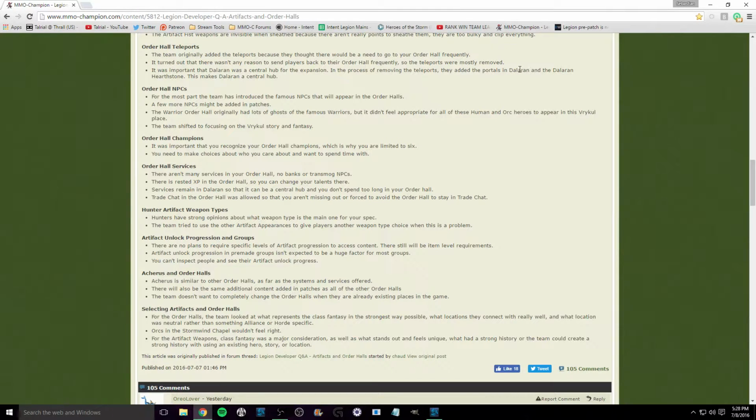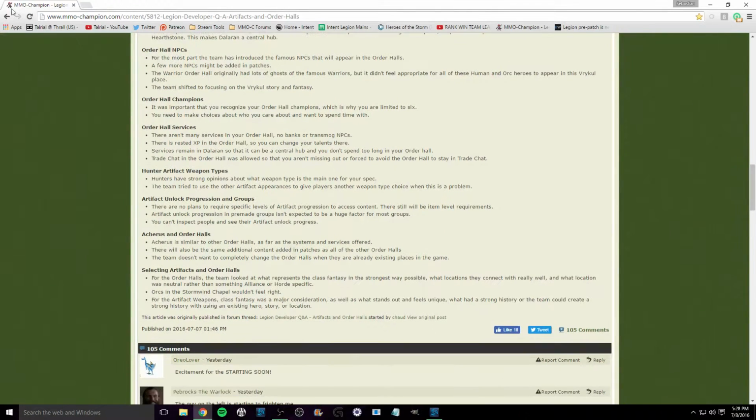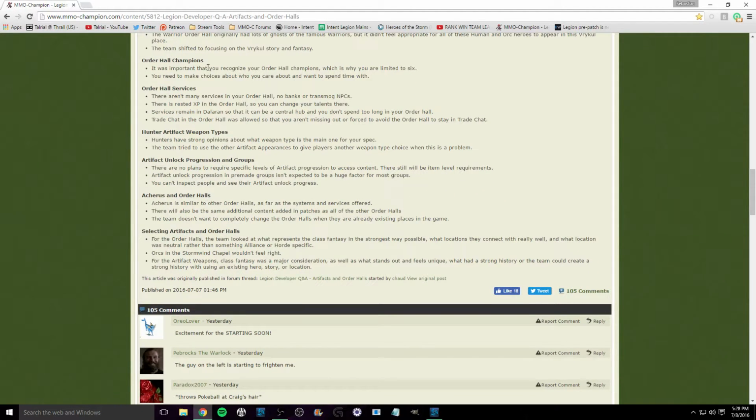But they did give you a Hearthstone to Dalaran, and that's why that's a central hub. So let's keep seeing here. Order hall NPCs. They might add some more during the patches. They're just going to have famous NPCs in each order hall. And you're going to have just a small number of champions that's going to make you have to choose who you're going to have. I haven't really been playing with the champion system too much. It's just like the evolution of garrison followers. But it seems like it might be a little more focused, so that might be nice.